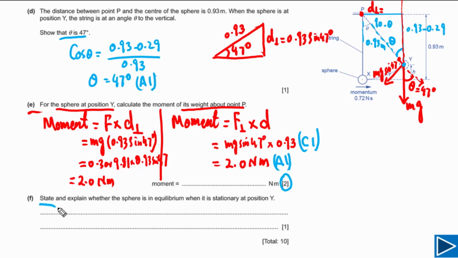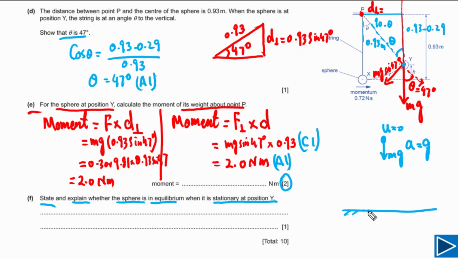For our next part, we need to state and explain whether the sphere is in equilibrium when it is stationary at position Y. And this is the confusing point. They have given you when it is stationary, and often students get confused with this point. And this question is very similar to this one. When the ball is at the highest point, the speed of the ball is 0 at this point, but still there is gravity acting on this ball, that is mg. So the acceleration of this ball is still a equal to g even when the ball is at the highest point. So this question is similar to this one based on this understanding.